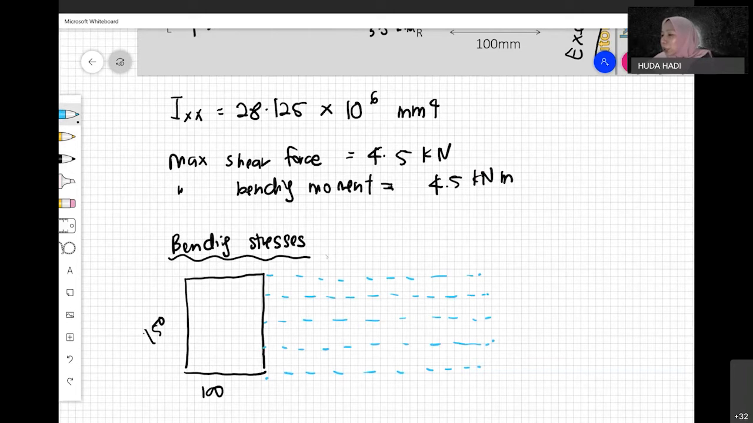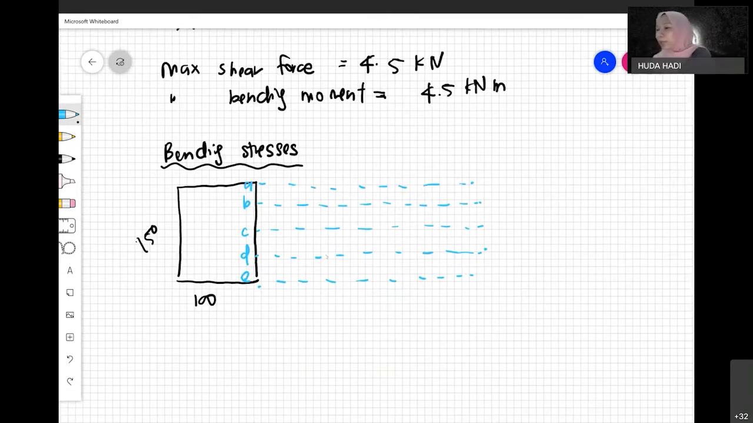Usually bukannya kita kira sendiri. Normally in industry this thing dia dah ada software to calculate this thing. So based on the size and the type of you punya beam ni, dia dah ada all the stresses punya value, without you have to calculate it manually like this. For the sake of learning, kita kena belajar lah.